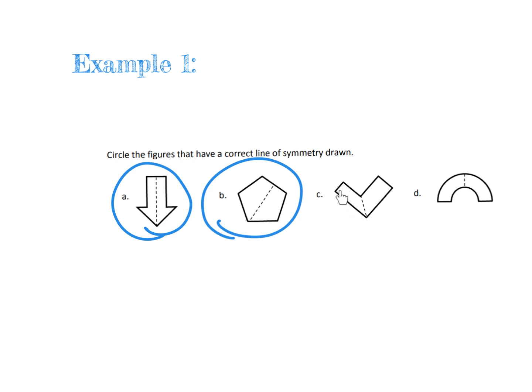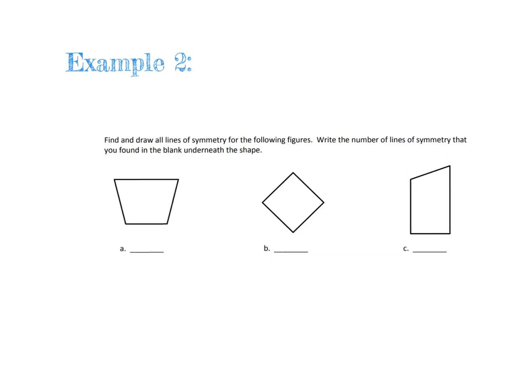For C, this edge is shorter than this edge. So if we folded here, these would not be symmetrical, so we will not be circling that one. For D, these are the same length, and we have an arch. The line is right through the middle, so if this side was folded to this side, those two sides would be symmetrical, so we'll circle D.